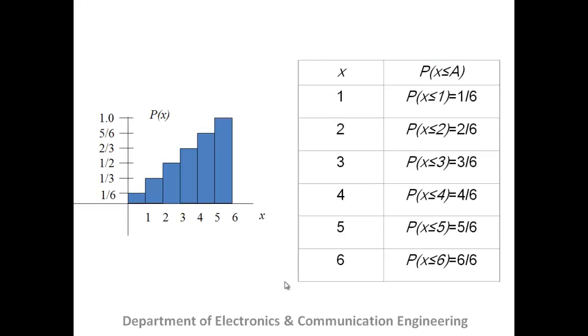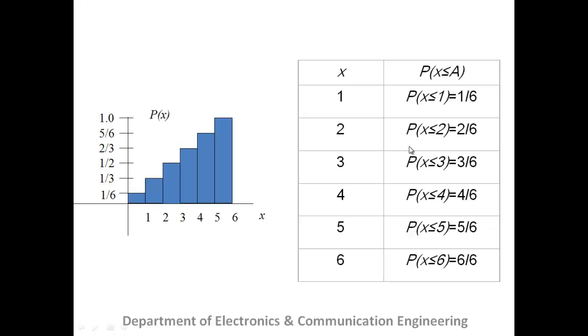Here we see an example again, taking a discrete random variable. Suppose we are rolling a die and attributing the different values 1, 2, 3, 4, 5 and 6, and we know the probability of occurrence of any of the events is 1 by 6. What is the probability of x less than or equal to 1? Naturally, there is no value less than 1, so from 0 to 1 we have only this particular value, which is equal to 1 by 6.